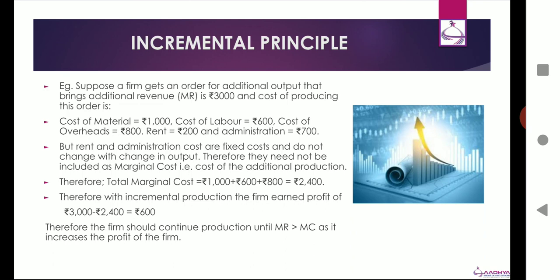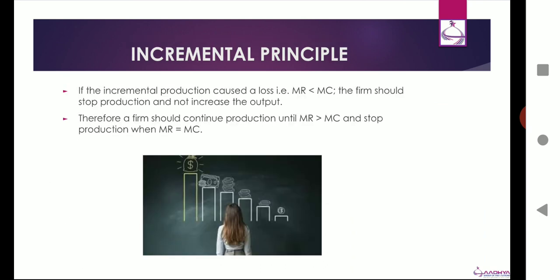Why? Because the marginal revenue is greater than the marginal cost, where marginal revenue is 3,000 rupees and marginal cost is 2,400 rupees. As it increases the profit of the firm, it should continue production at this level. If the incremental production had instead caused a loss, that is, marginal revenue had been less than the marginal cost, the firm should have immediately stopped production and not increased the output.